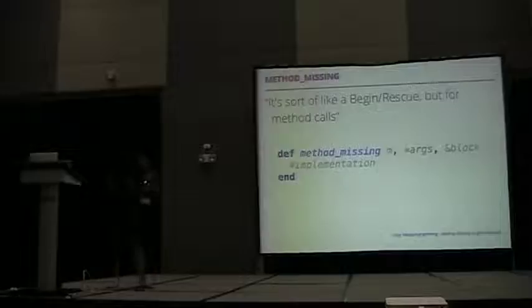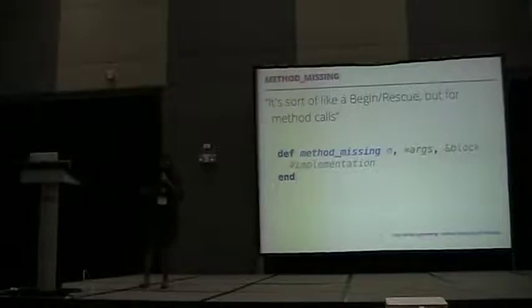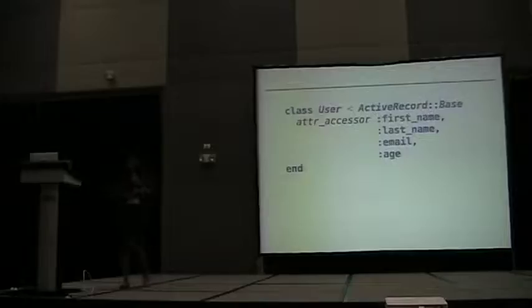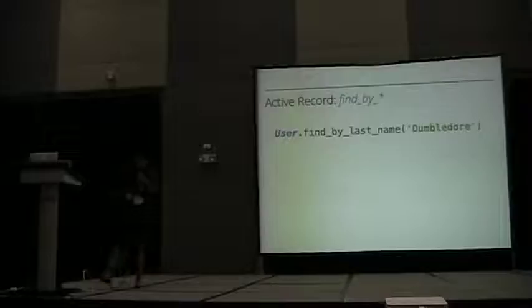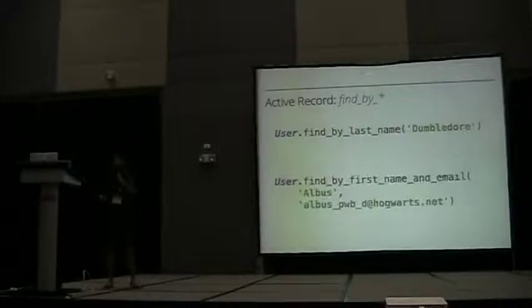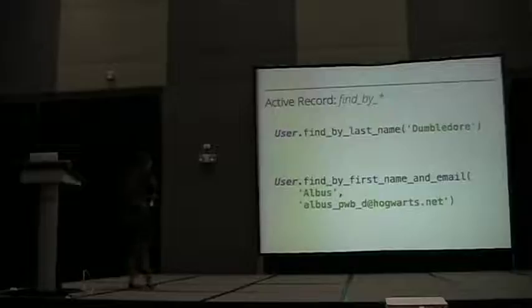Does this sound familiar, dynamically adding methods to your classes, or dynamically adding behavior to your classes? Yeah? Right, so ActiveRecord lets you do that, right? Through its find_by_X method. So given a bunch of different attributes, you could just say, okay, find by first name, last name, whatever, right? So for example, I could have a user whose last name is Dumbledore, and I want to find by his last name. I could also chain my find queries and say first name and email. So Dumbledore's first name is Albus, that's his email address, and I could just do that.